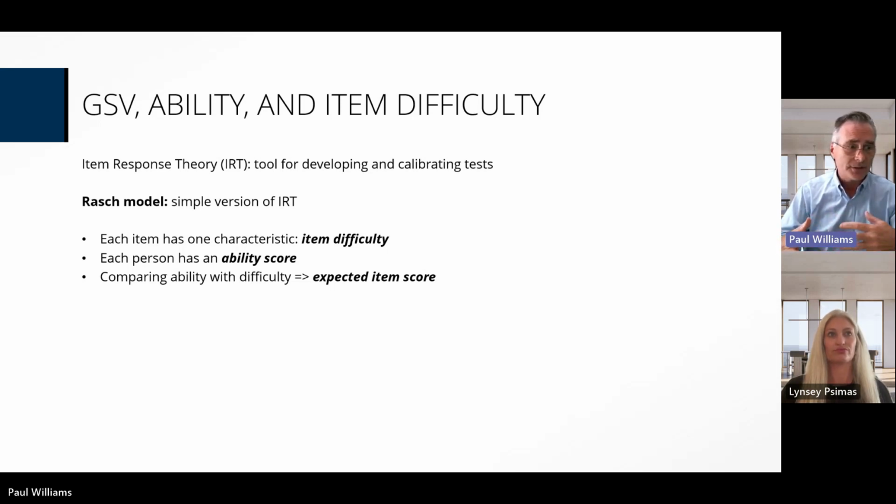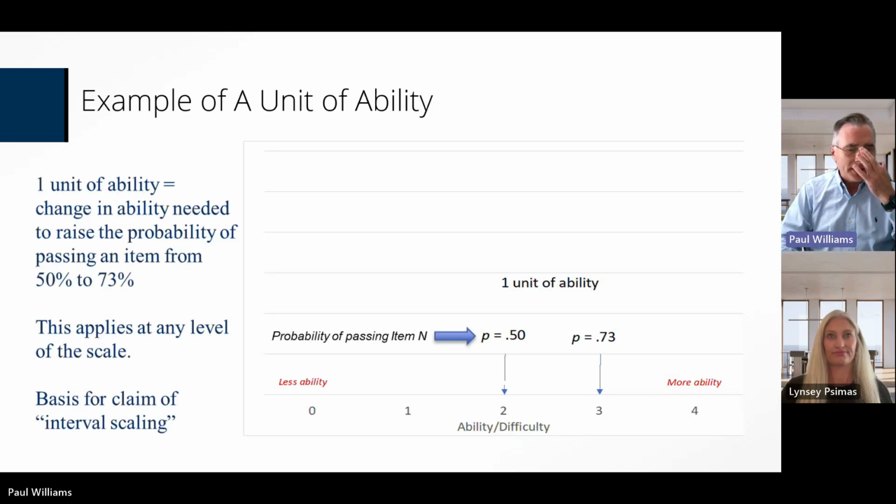So you take these two numerical values of ability along with the difficulty, and you get an expected item score for a given person taking that item. So let's look at a unit of ability. A unit of ability is the change in ability that raises the probability of passing an item from 50% to 73%. So that 23% of change is taken from one ability to another.